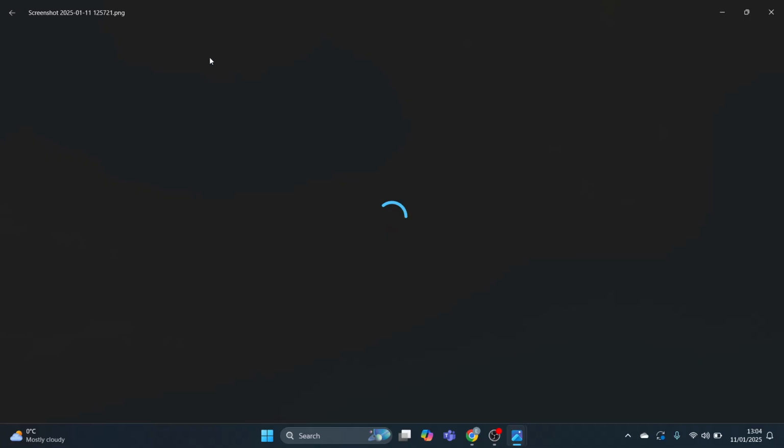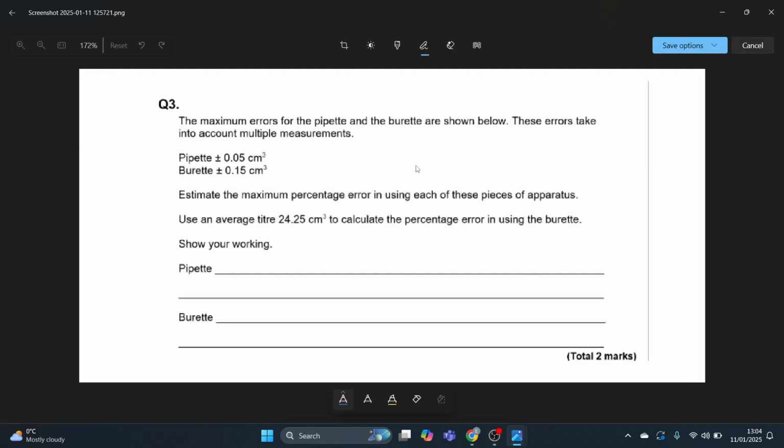Question 3. This is not a multiple choice question. The maximum errors for the pipette and burette are shown below. These errors take into account multiple measurements. Estimate the maximum percentage error in using each of these pieces of apparatus. Use the average titre to calculate percentage errors.